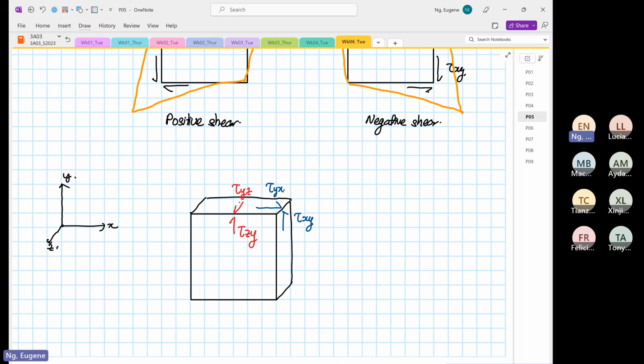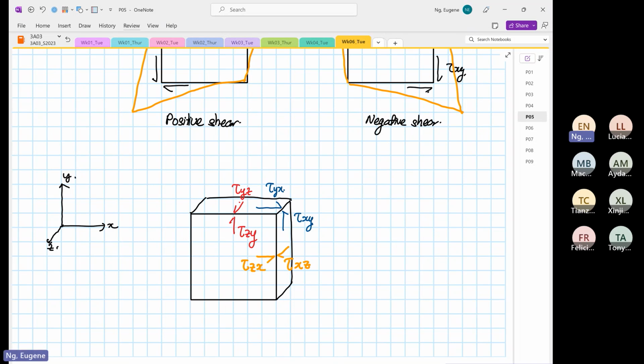Okay. And then another one to draw, which is this way now. So this is shear, the intersecting plane is X, and then it's flowing in the Z direction, and this is shear, the plane is intersecting the Z axis and it's moving in the X direction.